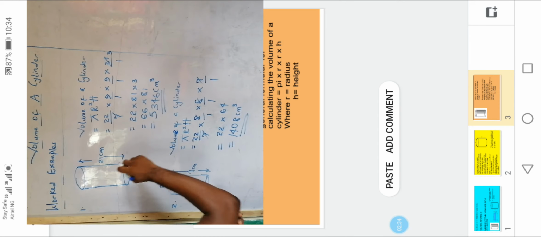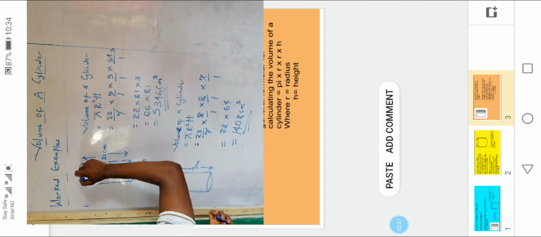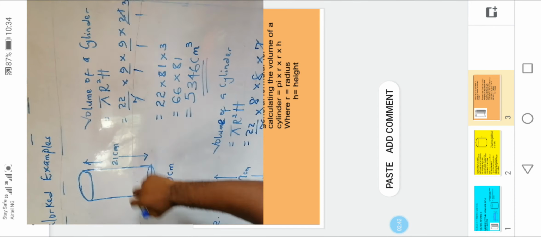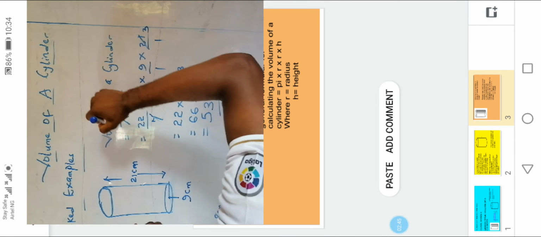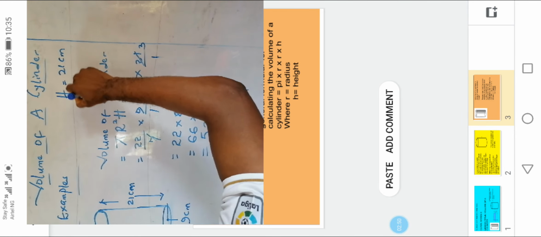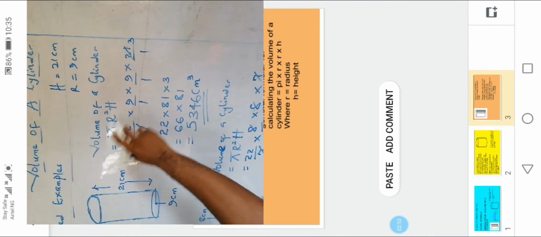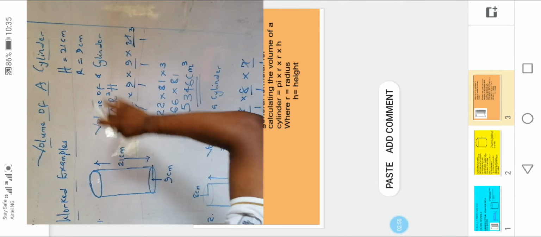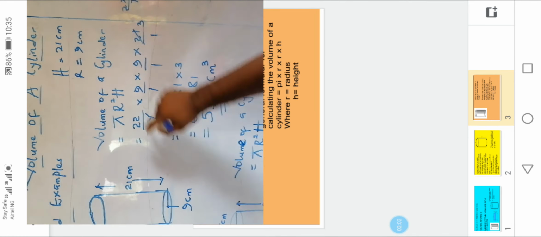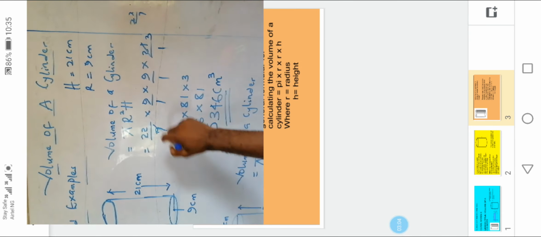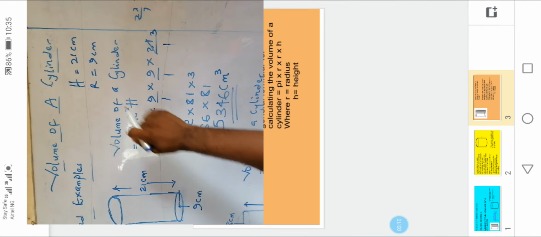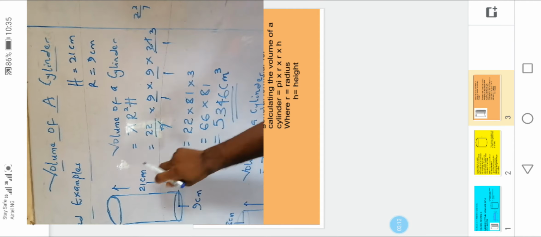Now let's look at this example. So this is a cylinder. Now we can see the height. The height is 21 centimeter and the radius is 9 centimeter. So to calculate the volume of a cylinder, we'll say pi r squared h. What is our pi? Our pi can be 22 over 7, multiplied by the square of your radius, which is 9 times 9, multiplied by the height, which is 21.